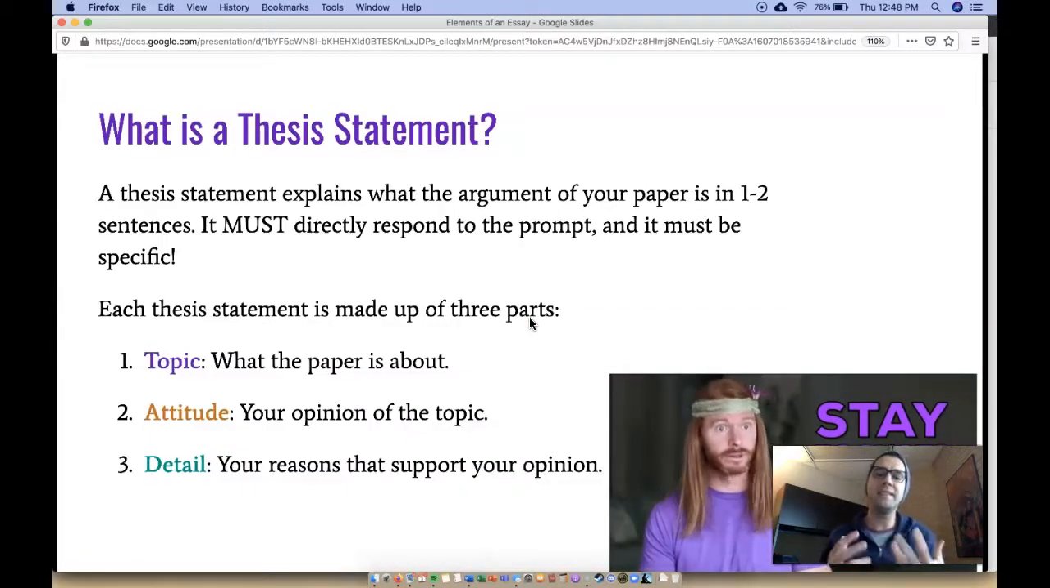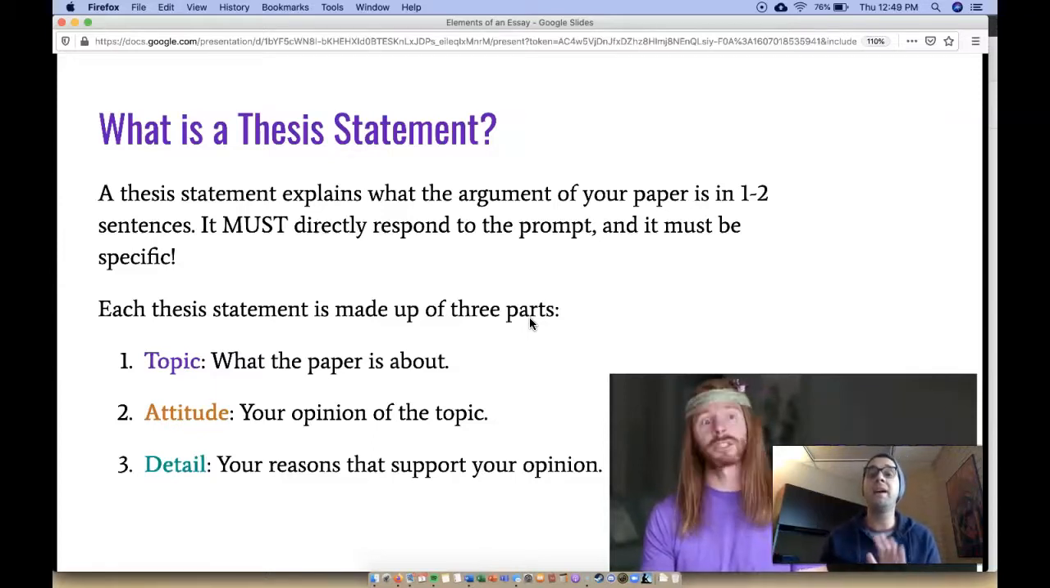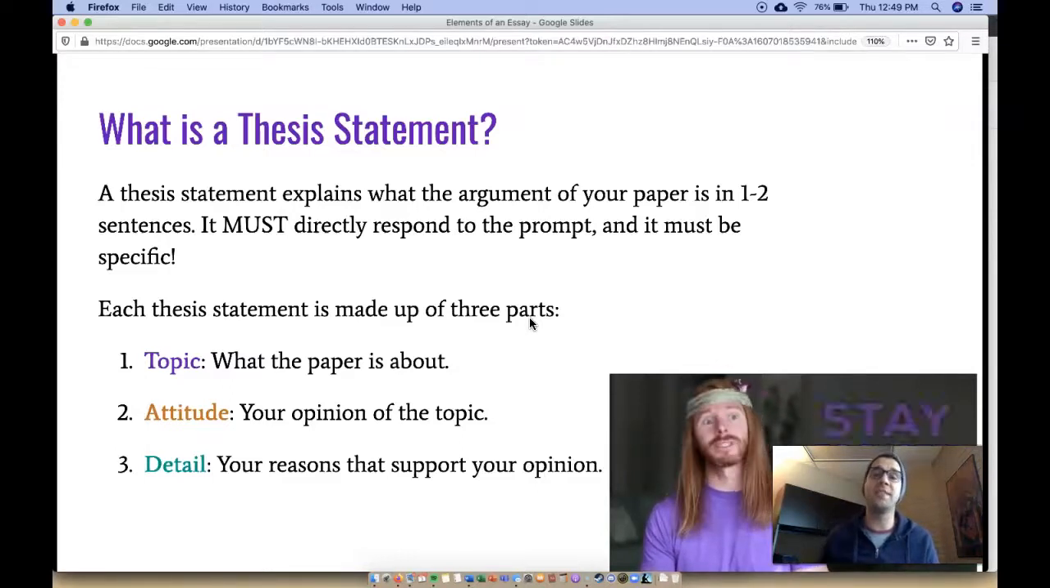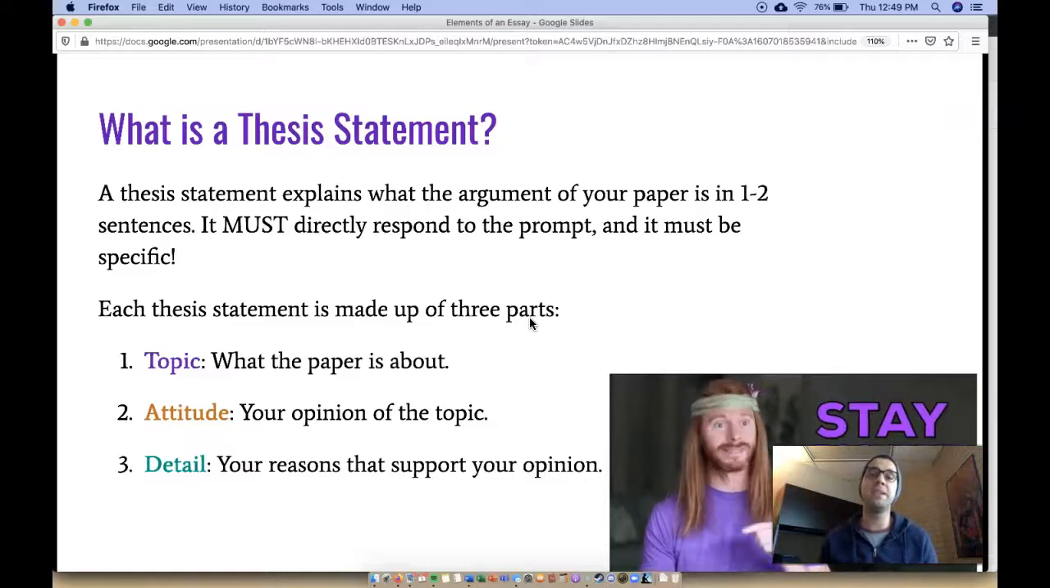So what is a thesis statement? A thesis statement is going to explain what the argument of your paper is in 1 to 2 sentences. Usually. That's not a hard, set, fast rule. I know that you've probably had English teachers in the past that have said that your thesis statement must be 1 sentence. And honestly, a 1-sentence thesis statement is something that you should shoot for.